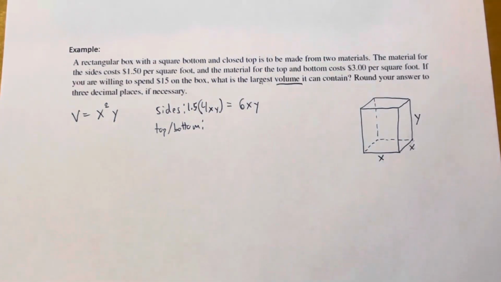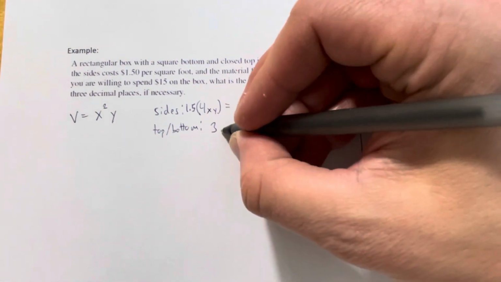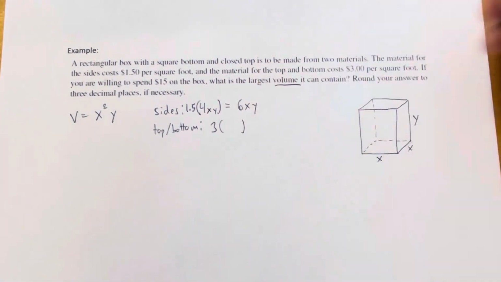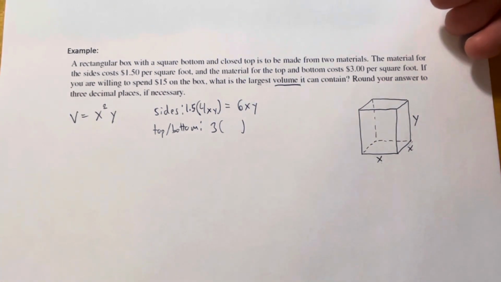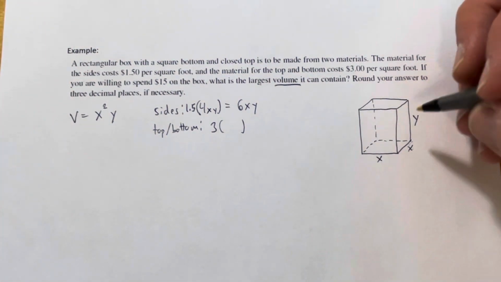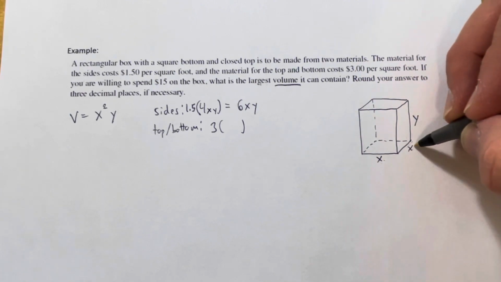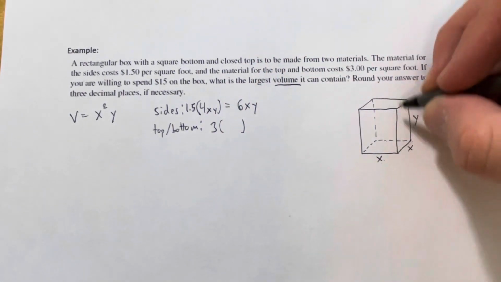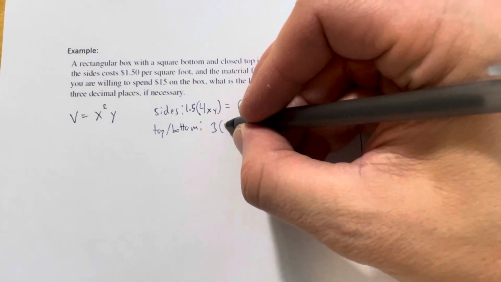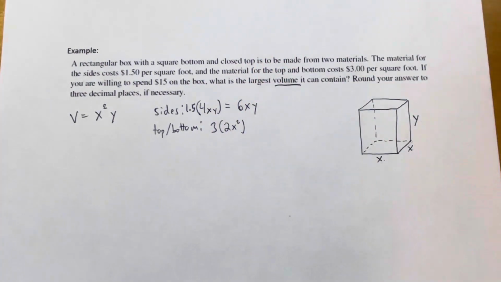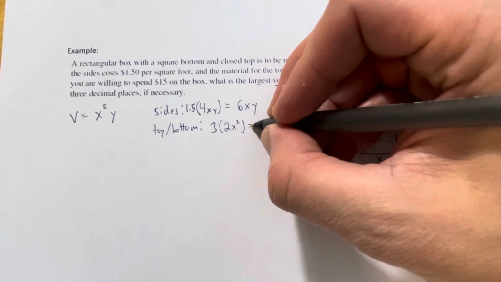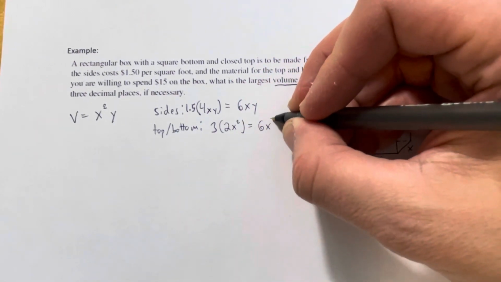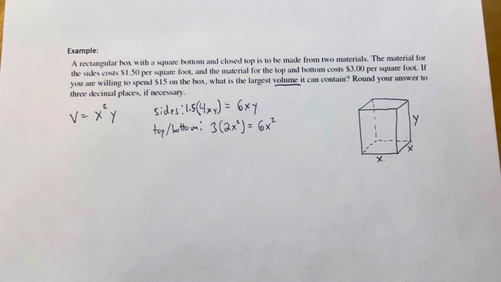Well, if I mimic what I did there, I can see that it's going to cost $3 per square foot. So I know I'm going to be multiplying something by 3. And the thing in here should be the combined area of the top and the bottom face of this thing. Well, the area of the bottom is x times x, which is x squared. The top would have the same area, so 2x squared is the area of the top and bottom combined. This multiplies out to 6x squared, which is the cost.